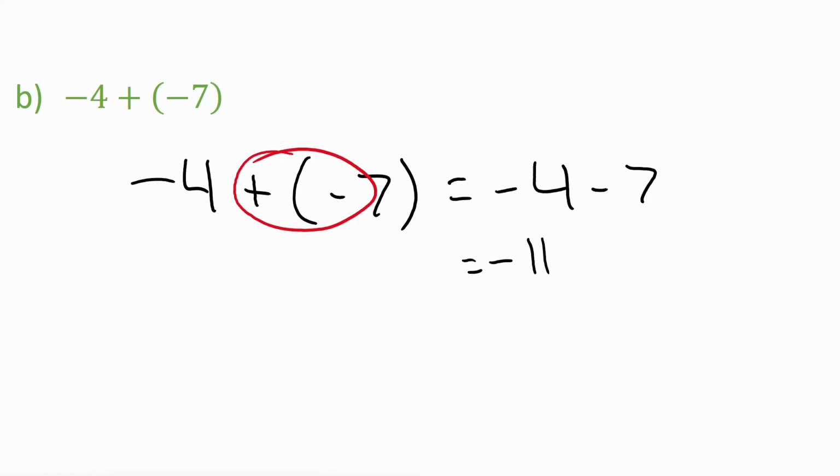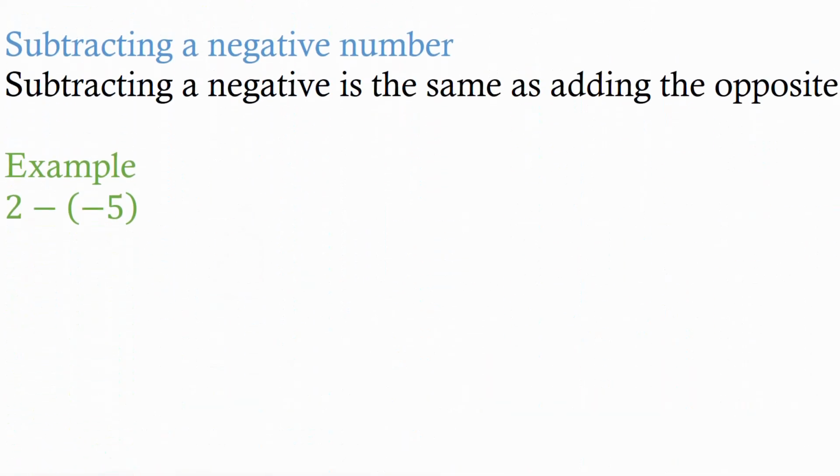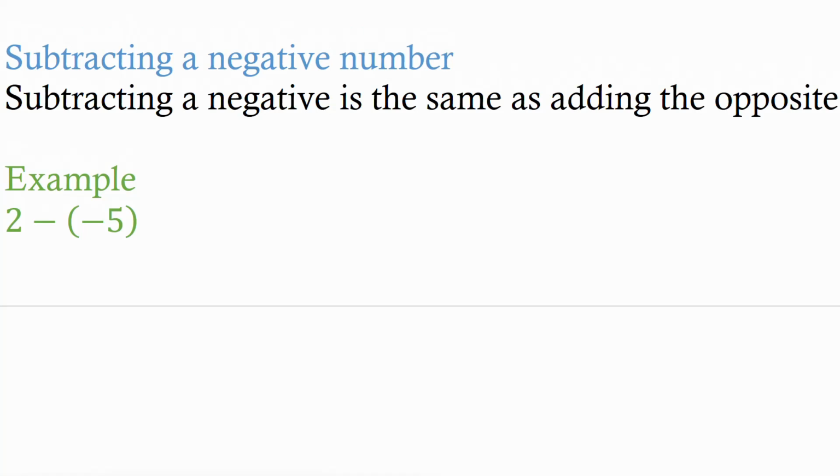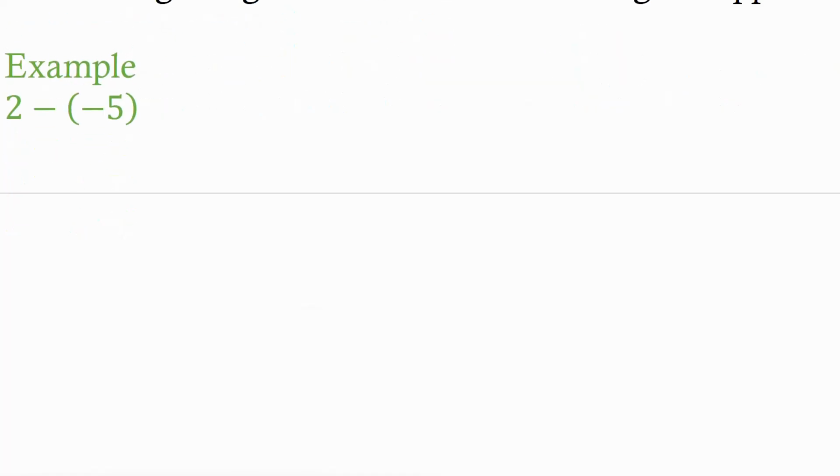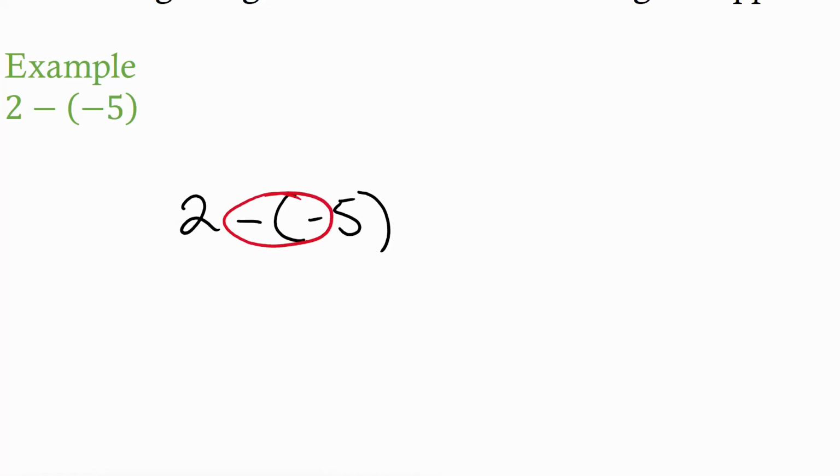And again, when you're adding a negative number, it's the same as subtracting the number. Alright, subtracting a negative number now. When you're subtracting a negative, this is the same as adding the opposite. So, if we have 2 take away negative 5, notice how this time these are the same sign, okay? So when they're the same sign, it actually becomes a plus. 2 plus 5, which is 7, okay?